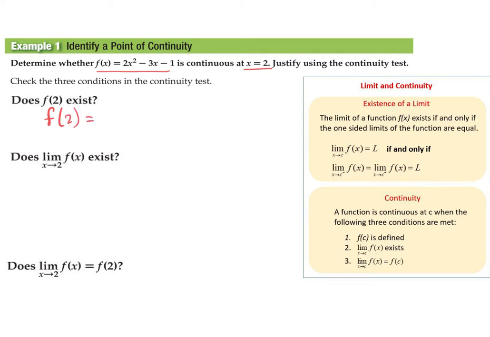So f of 2 is going to equal 2 cubed minus 3 times 2 minus 1. So 8 minus 6 minus 1. So 2 minus 1 equals 1. So I do get a number. So f of 2 exists and it's equal to 1.